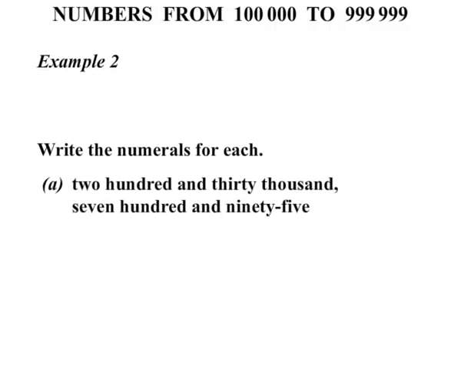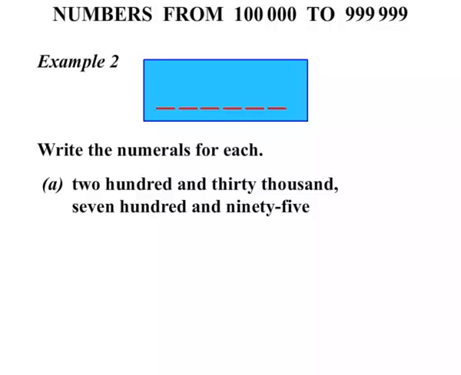Example 2. We need to write the numerals for each. And the first one, 230,795. Well, let's look at this. There are 6 digits there, but what we're going to do is break it up a little bit. 3 digits and 3 digits. There's a little bit of a gap there, and that's our thousands gap.